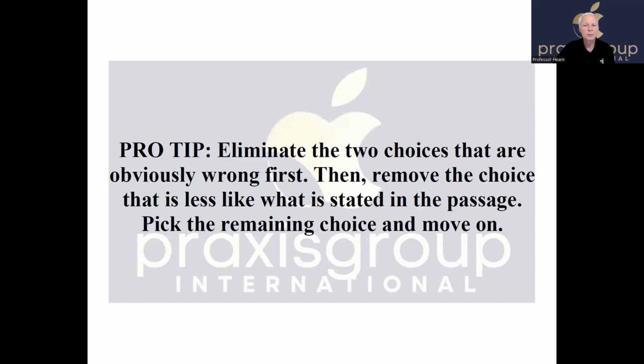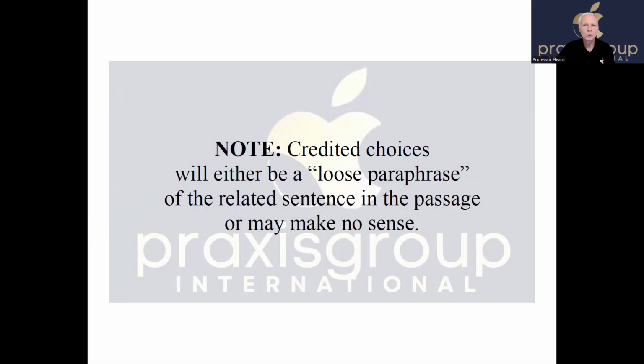Pro tip: eliminate the 2 choices that are obviously wrong first. Then remove the choice that is less like what is stated in the passage, pick the remaining choice, and move on. Note: credited choices will either be a loose paraphrase of the related sentence in the passage or may make no sense. That's right, sometimes the credited answer makes no sense, it just isn't wrong.